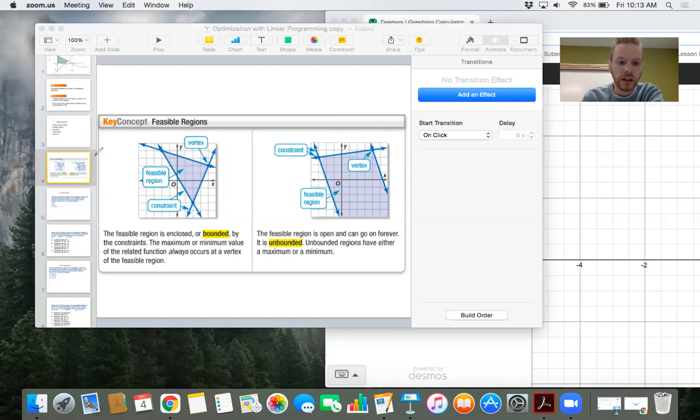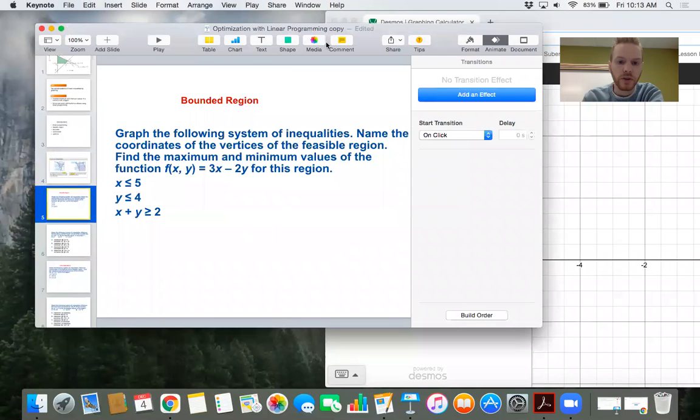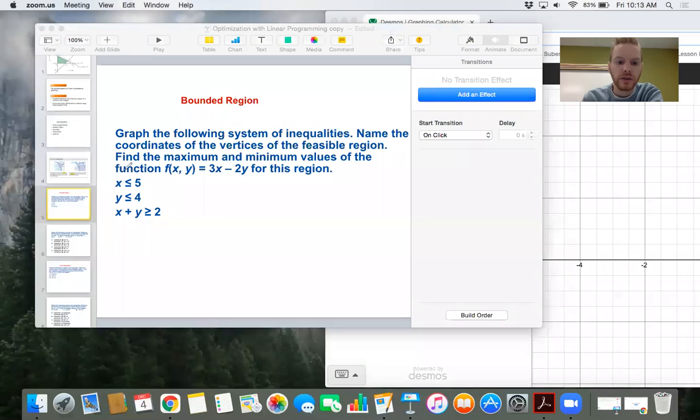So let's take a look at an example here. Here's the first problem, and here's my function. Now I'm not graphing this function. I want to figure out what x and y values I can plug into there to get the largest or smallest number. But I have some restrictions. What I'm going to circle here, these are the restrictions.